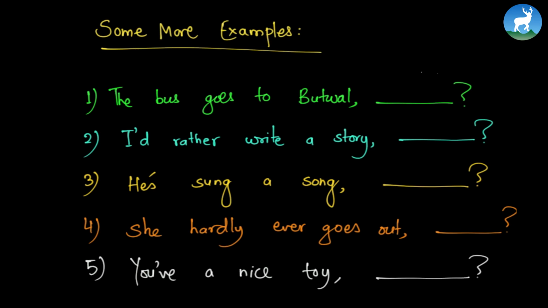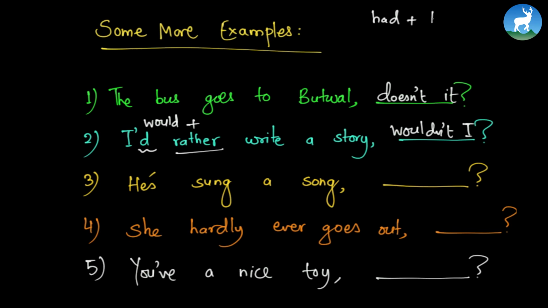The first one is, the bus goes to Butwell, doesn't it? The second one, I'd rather write a story. I'd rather, so wouldn't I? So we have this structure, would plus rather. Had plus better. Very good. Let's say it once again. Had plus better and would plus rather.